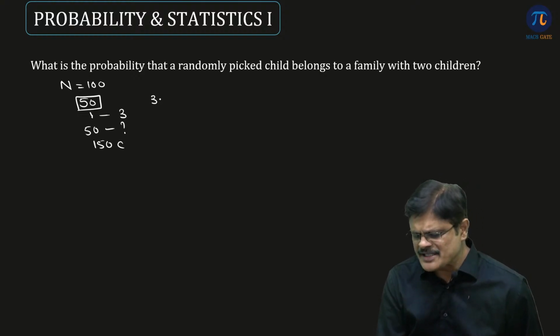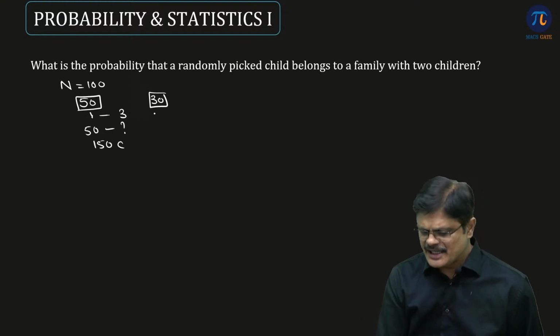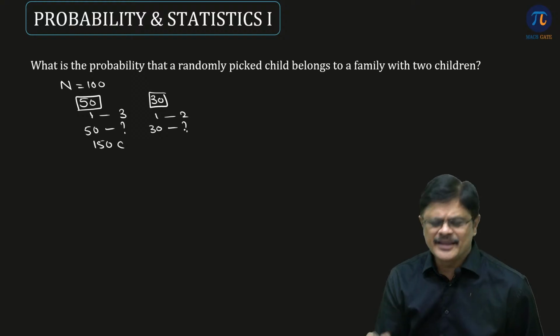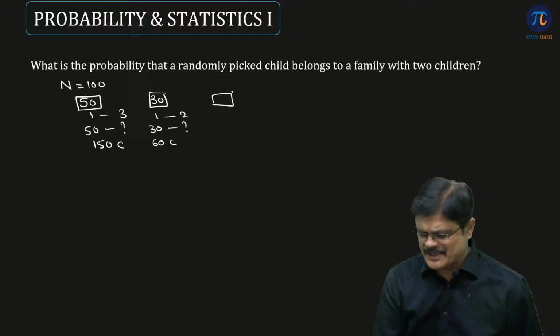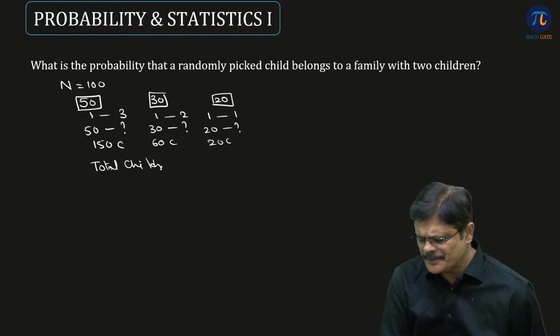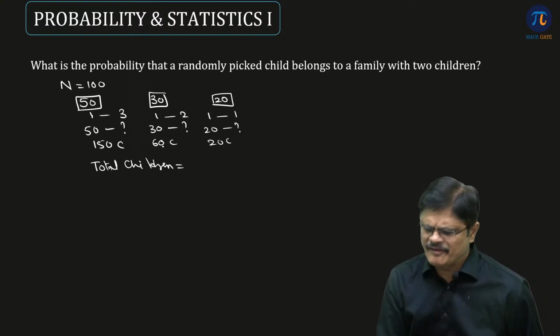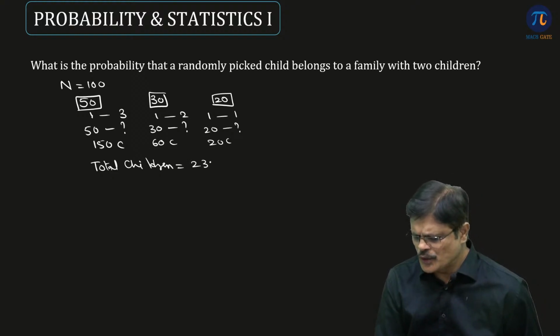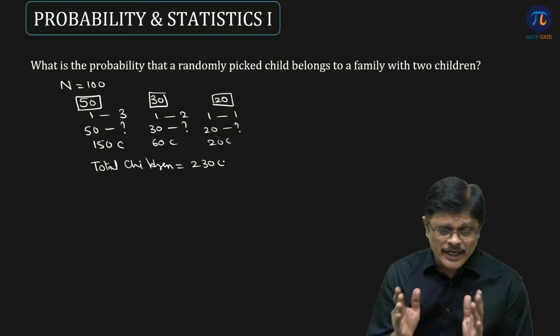The next 30% means 30 families, each family having 2 children. Then 30 families are having how many children? 30 into 2, that is 60 children. The remaining 20%: 20% of 100 is 20 families, each family having 1 child. Then 20 families are having 20 children. So what is the total number of children here? Total children is 150 plus 60 plus 20, that is 230 children.